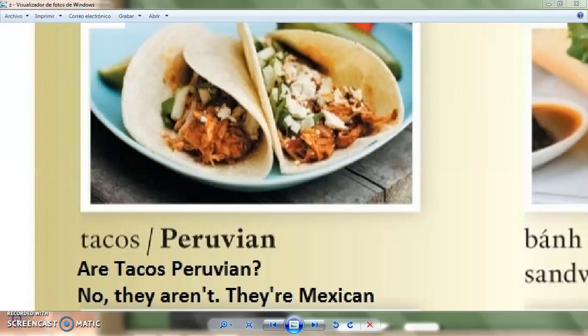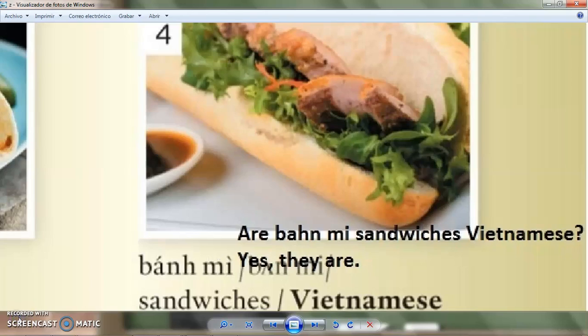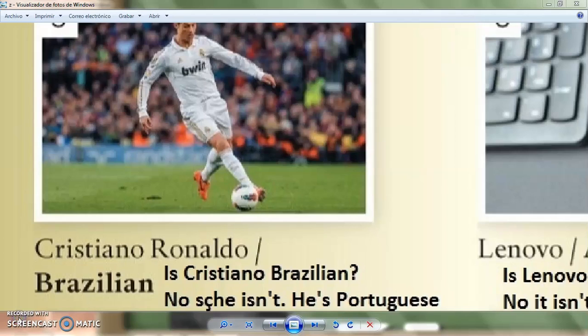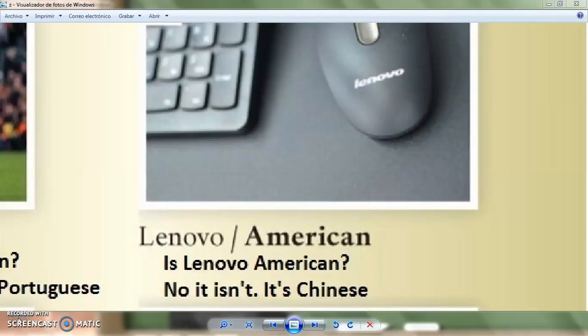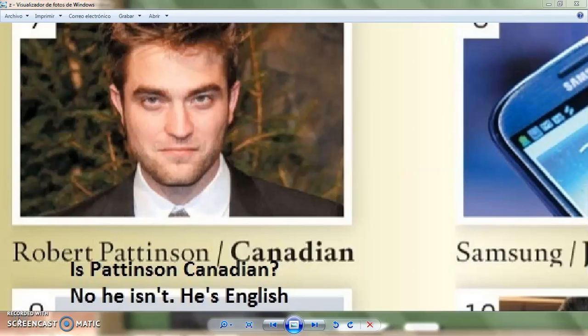They're Mexican. Are banh mi sandwiches Vietnamese? Yes, they are. Is Cristiano Ronaldo Brazilian? No, it says not she, I'm sorry. Not, he isn't. He is Portuguese. I made a mistake here. Sorry for that. Is Lenovo American? No, it isn't. It's Chinese. Is Robert Pattinson Canadian? No, he isn't. He is English.